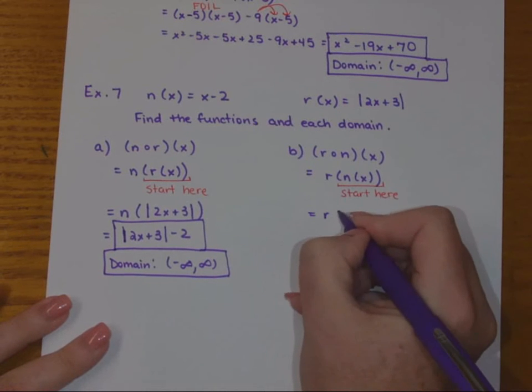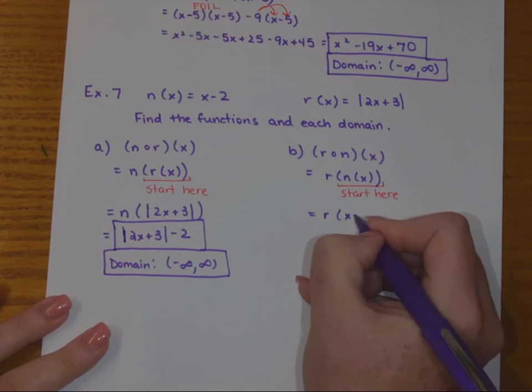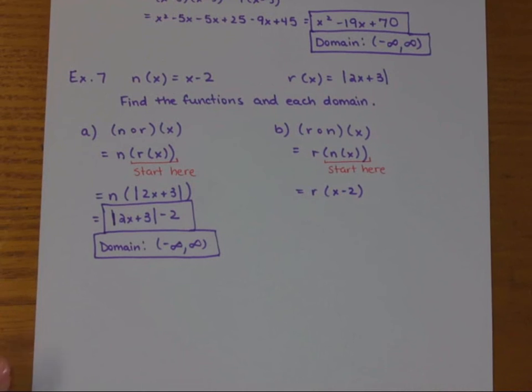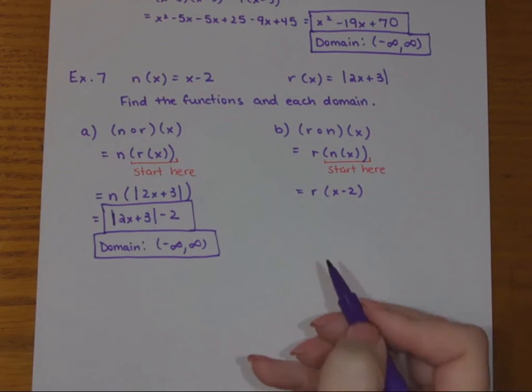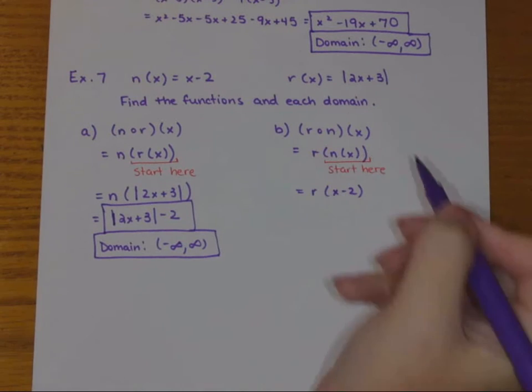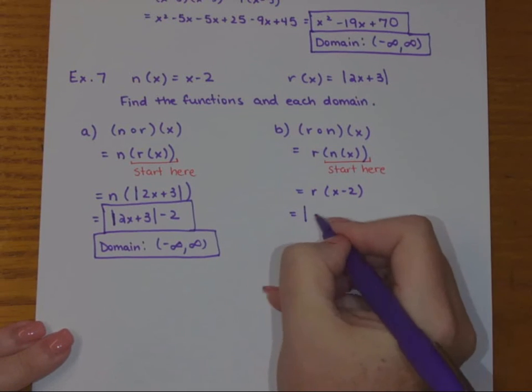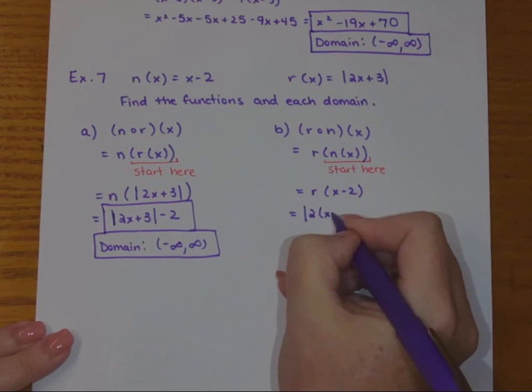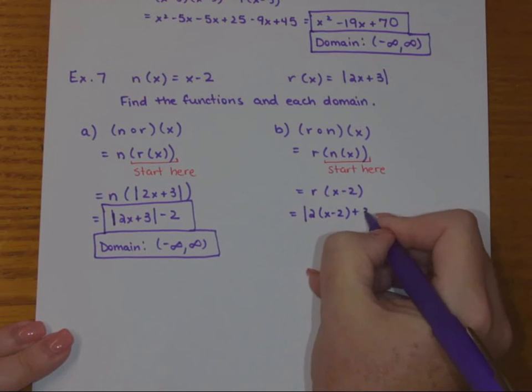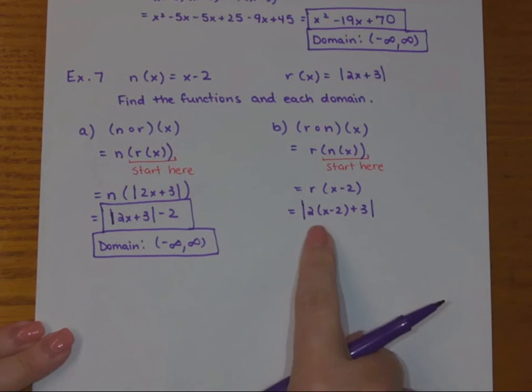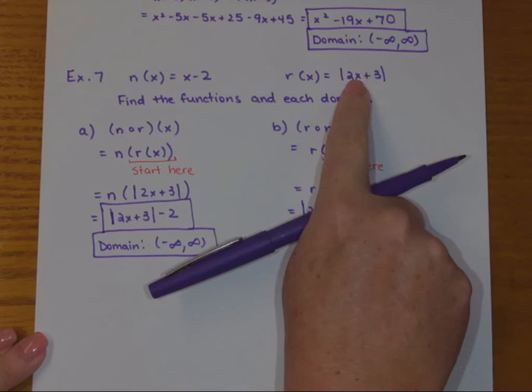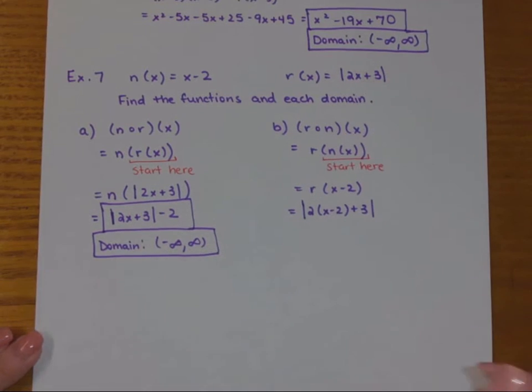So we're going to have r of x minus 2. What that's asking us to do is plug x minus 2 into our r equation. So instead of x, we're going to have the absolute value of 2 times the parentheses plus 3. Notice the structure stays the same, right? It's 2 times something plus 3, because this was 2 times something plus 3, and then absolute value bars.